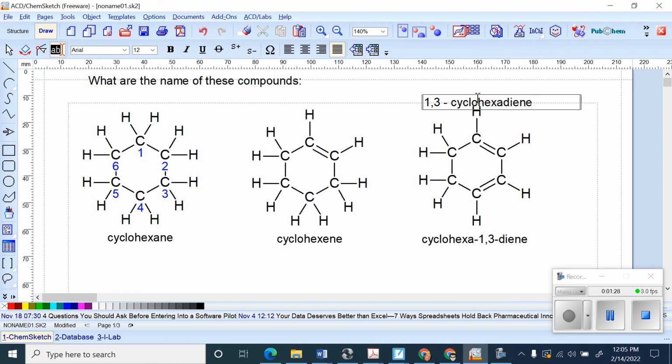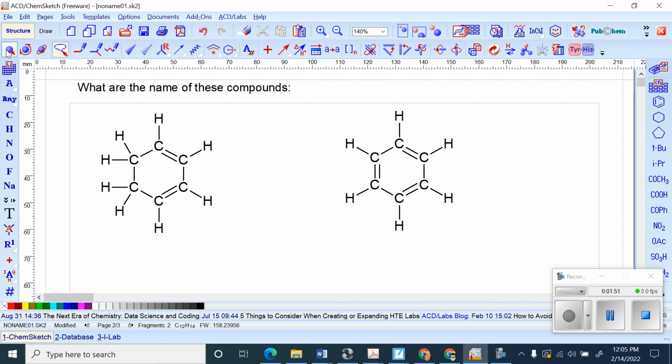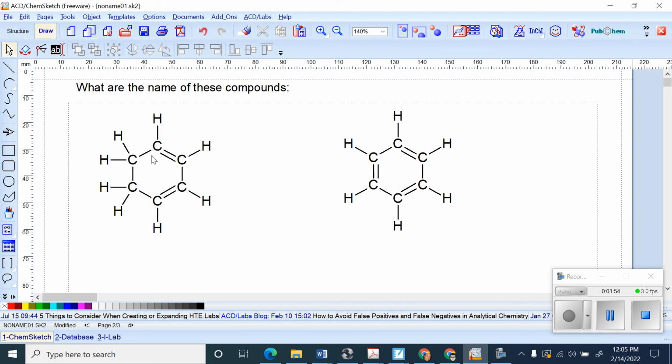Okay, come on in. All right, so then let's take a look at these ones right here. Let's try to name these compounds. The last one was the one we finished with. Again, I'll just name this structure: cyclohexa-1,3-diene. And then I'll give you just a second to draw and name this one right here.